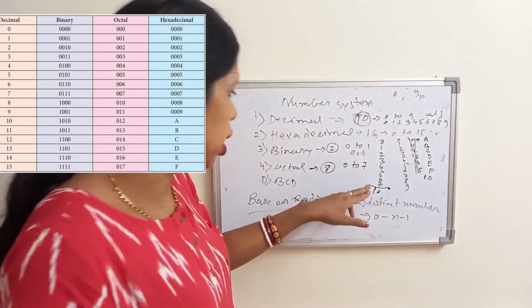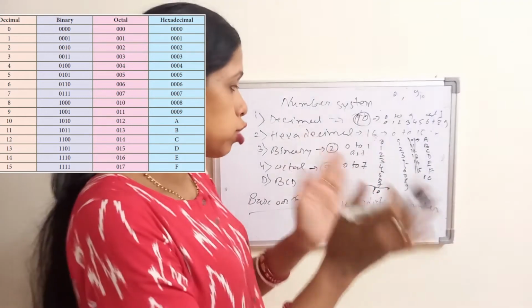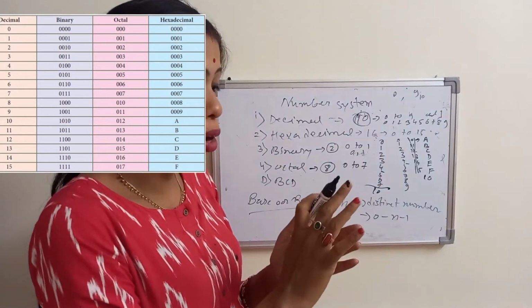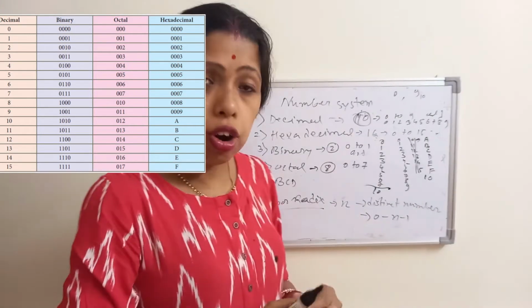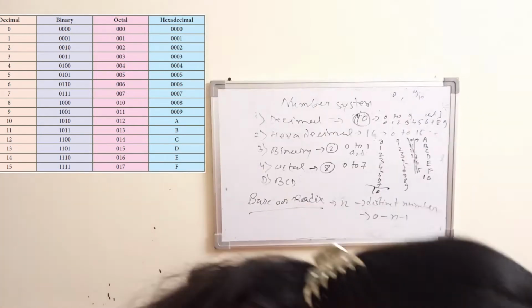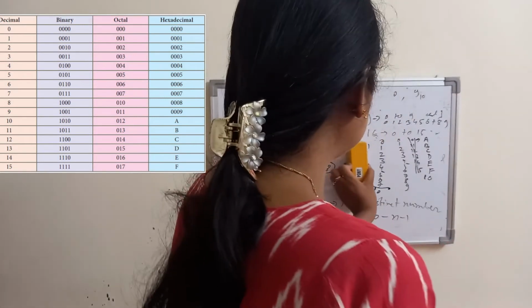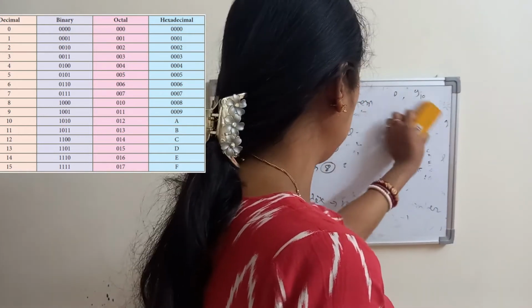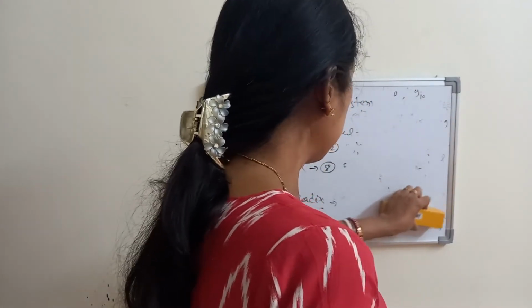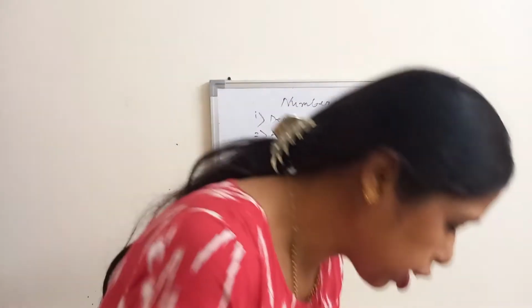Okay, and for octal, after 7 there is no 8, because for 0 to 7 all numbers are the same. Right? So I think it is clear. So by using base, you can calculate. The main formula is there: if the base is n, total how many distinct numbers are there? Total n minus 1 distinct numbers are there.